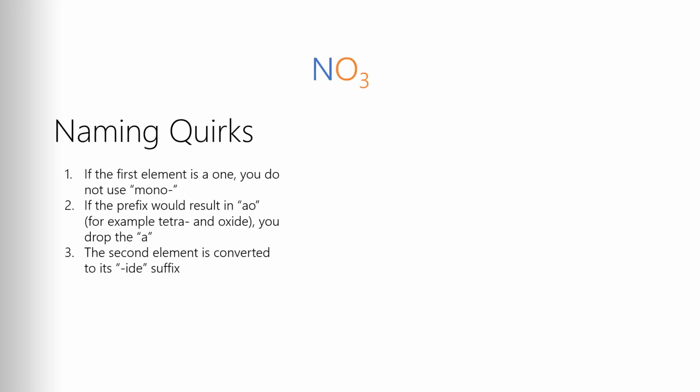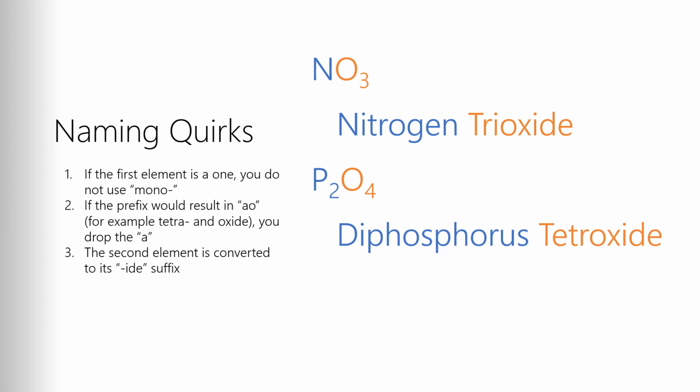Now a subtle one that a lot of people don't get right away is in the second word here, tetroxide. Notice the prefix for 4 is tetra. So why isn't this tetraoxide? It's a quirk of the grammar, but you don't put AO together. So if you would end up with AO joining the prefix and the base word, you drop the A and it becomes tetroxide. So this typically only happens with oxygen. So just be alert to that. You drop the A in those cases.